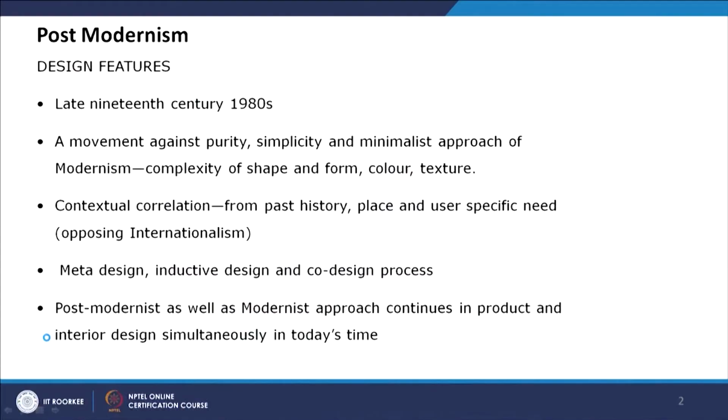In the modernist movement, colonialization started after the 1920s, just after the industrial revolution, and then there were two consecutive world wars, so the social structure was different. During the postmodernist movement the social and economic structure was different. That's why the way people looked at architecture was quite different from the modernist movement. Other features are the movement against purity, simplicity and the minimalist approach.